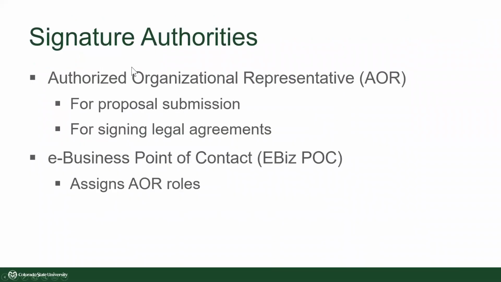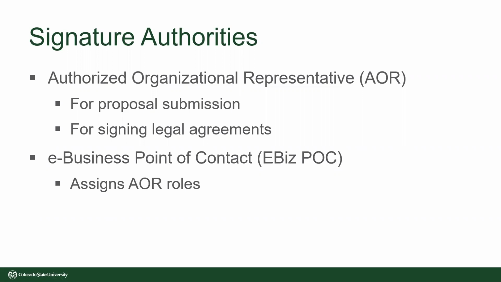Okay, signature authorities. I just mentioned that there's an authorized organizational rep. Hopefully there's a list at your institution that says who can sign different types of documents that enter your institution into a legal or contractual arrangement. So there might be different signature authorities for submitting proposals as opposed to signing legal agreements or signing award documents. Okay. And then the e-business point of contact. You will have an e-business point of contact at your institution. I'm trying to think of what else I want to say on that.